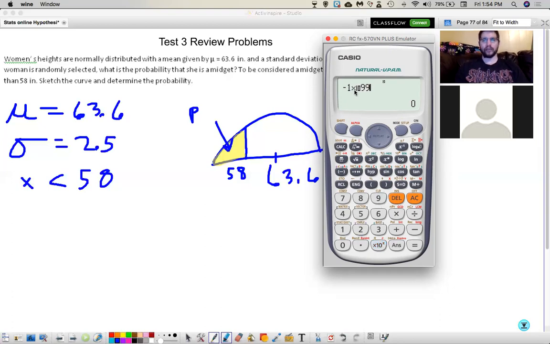On these, it is important that you hit this times 10 to the button. If we don't, then that could give us some issues. So -1 times 10 to the 99. Okay. The upper bound would be 58. The standard deviation is 2.5. And mu, 63.6. So there's our probability right there, 0.0125. We're going to go 4 decimal places on these.